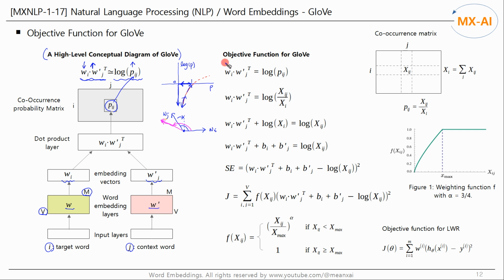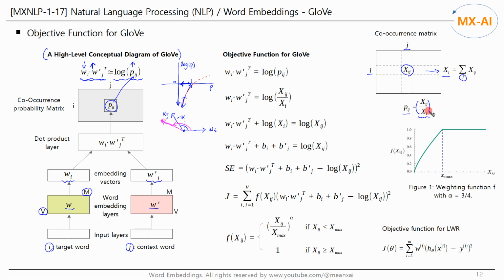Now let's translate this intuition into a mathematical loss function. In the co-occurrence matrix, the number of times target word I and context word J appear together is denoted by X_ij. If we sum X_ij over all context words J, we obtain X_i, which represents the total number of times target word I co-occurs with all context words. Therefore, the conditional co-occurrence probability can be written as X_ij divided by X_i.